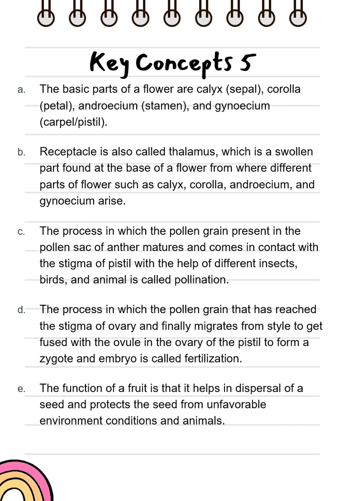The process in which the pollen grain present in the pollen sac of anther matures and comes in contact with the stigma of pistil with the help of different insects, birds, and animals is called pollination. The process in which the pollen grain that has reached the stigma of ovary and finally migrates from style to get fused with the ovule in the ovary of the pistil to form a zygote and embryo is called fertilization. The function of a fruit is that it helps in dispersal of a seed and protects the seed from unfavorable environmental conditions and animals.